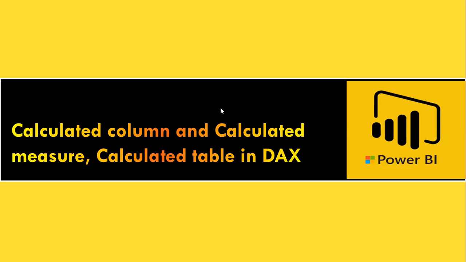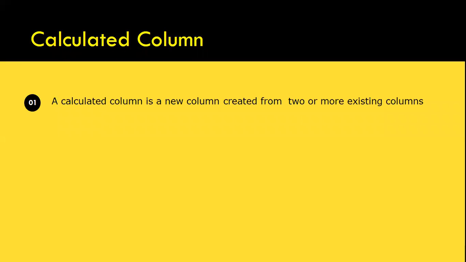Next, in this section, we will discuss important concepts like calculated column, calculated measure, and calculated table in DAX. First, we will take a look at what a calculated column is. A calculated column is a new column created from two or more existing columns.